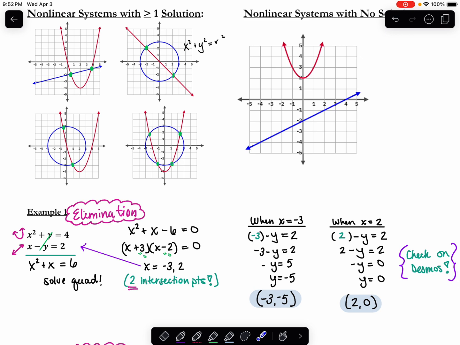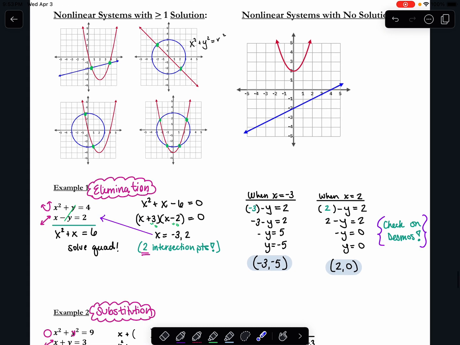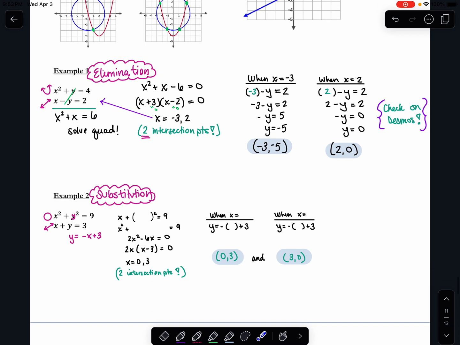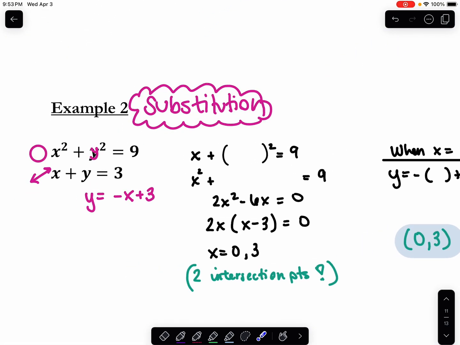Okay, so again, go ahead and pause, and at any point you should be pausing the video and copying these things down, but listen first so you can understand. All right, so let's look at this second example here. So here we have an x squared and a y squared, which means this is a circle, and then we have a line. So again, lots of different numbers of solutions.